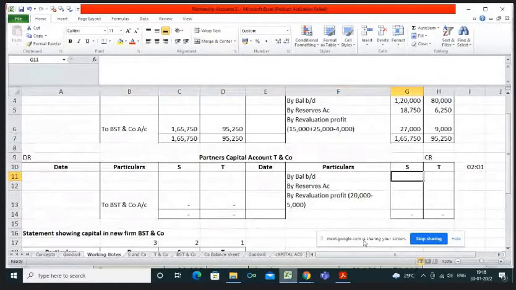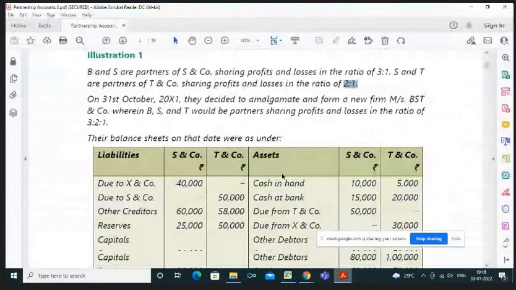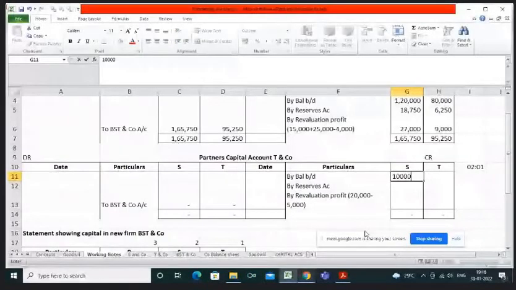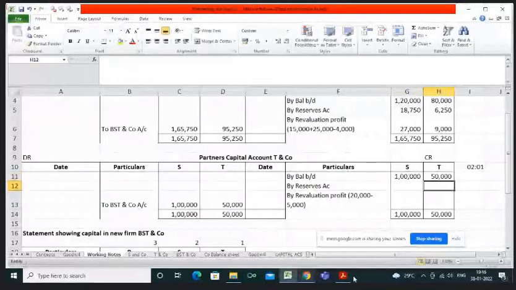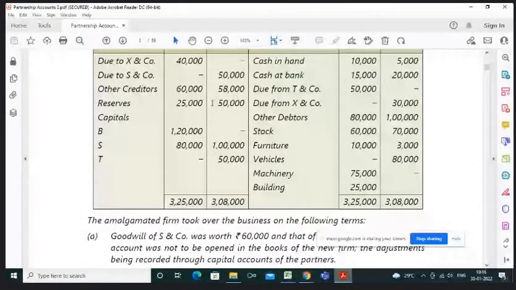So what is the opening balance of their capital? Opening balance of capitals. S has 1 lakh, T has 50,000. So S 1 lakh, T 50,000.